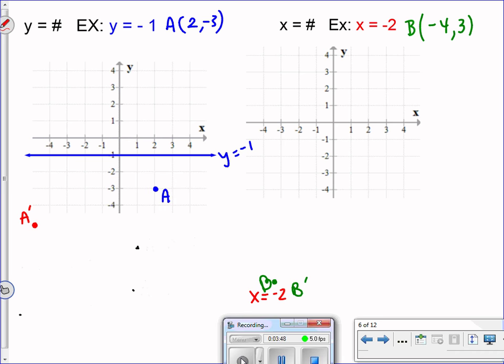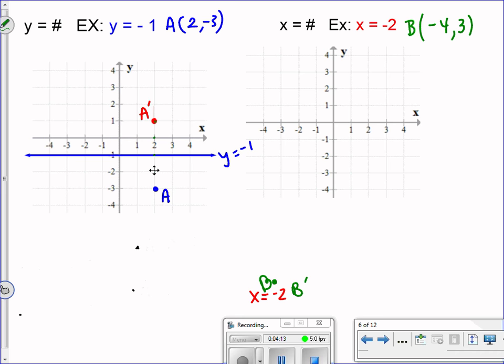Now what we want to do is reflect that point over the line y equals -1. It's a real simple task. All you've got to do is count directly to that line. We would walk straight to it. There's 1, 2. So A is 2 units away. So let's repeat that above it. 1, 2. So right there is A prime.